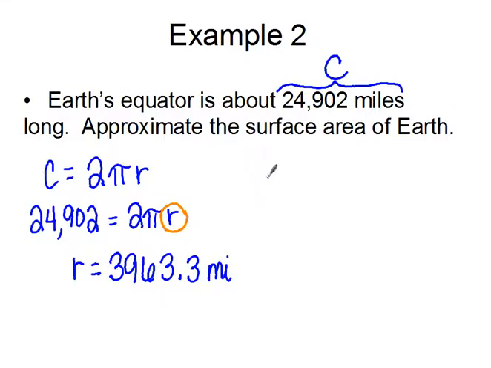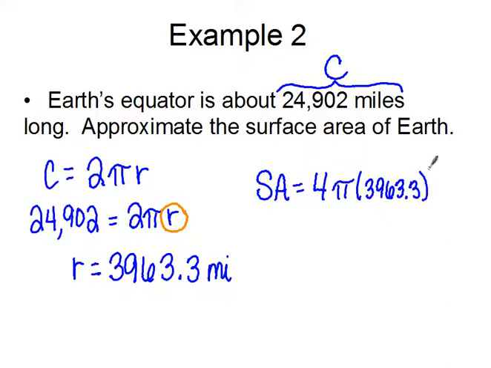So then if we want to do the surface area of the Earth, and it says approximate because we are rounding and we're kind of guessing on how big it actually is, we do 4 times pi times 3,963.3 squared. Huge number. So we'll type this in our calculator. 4 pi times 3,963.3 squared. We get, and I have to write this out and then give you the place values here.